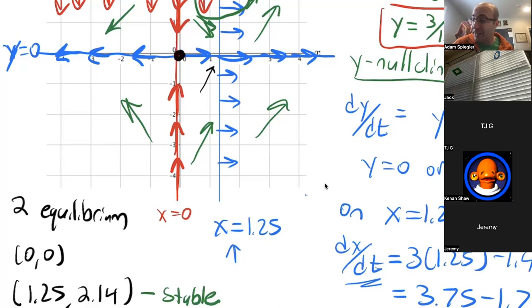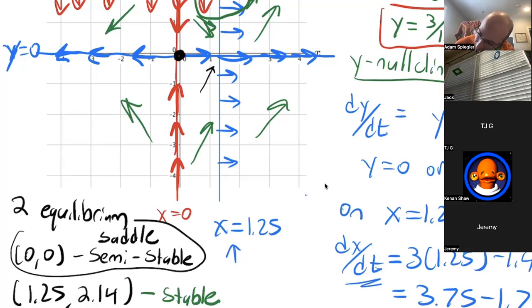So what I can see at 0, 0 is that there are some initial conditions that will move away from it, and there are some initial conditions that will head towards it. So in this case, we call this a semi-stable equilibrium. We also might call this a saddle point. That means some directions are unstable and some directions are stable.